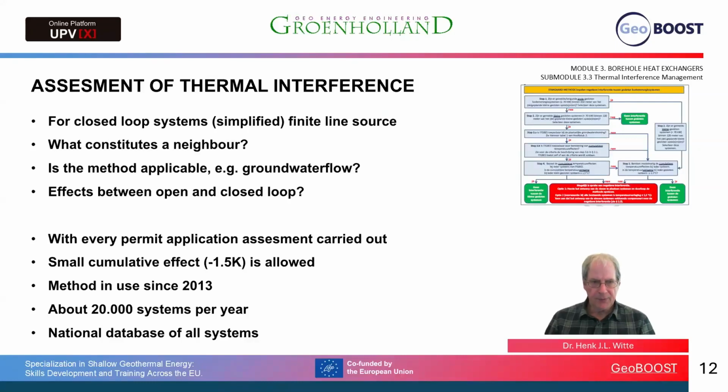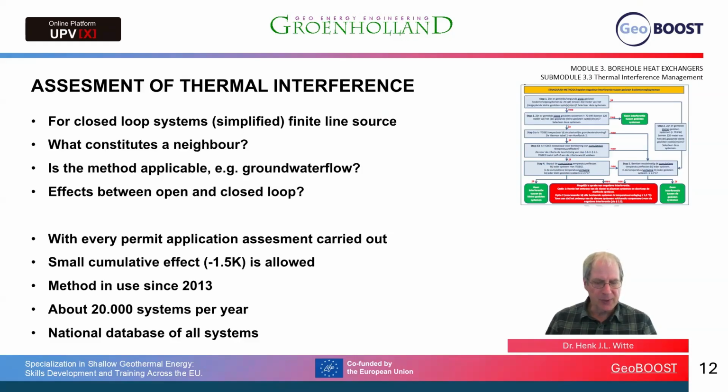So let's take a little bit closer look at how we deal with thermal interference in the Netherlands. For closed-loop systems, we use a simplified finite line source solution where we calculate correlations that are entered into an Excel spreadsheet that is available as a free tool. For more complex situations, we can use the finite line source solution directly. We'll talk about that a little bit later.